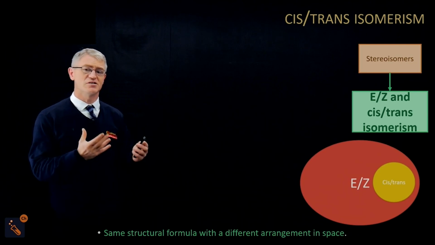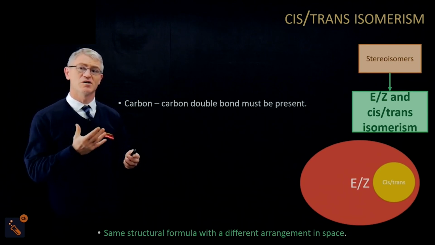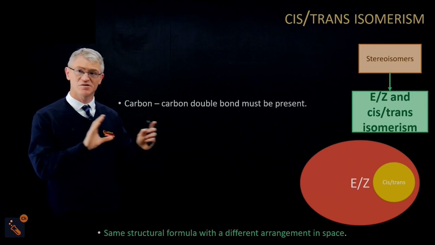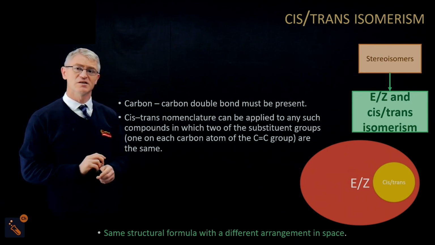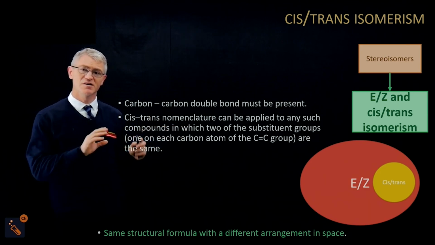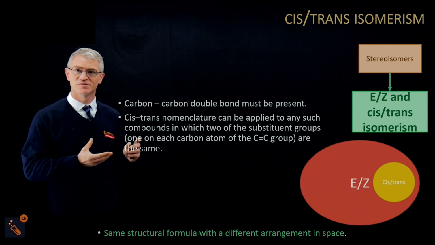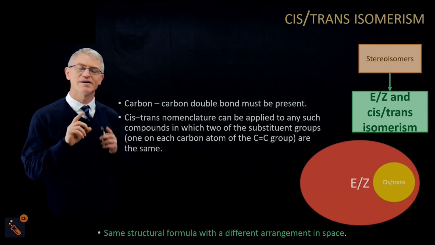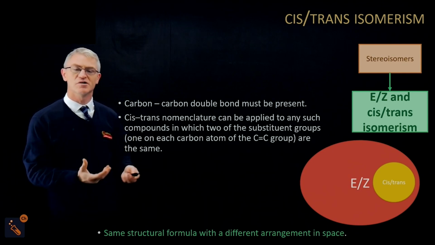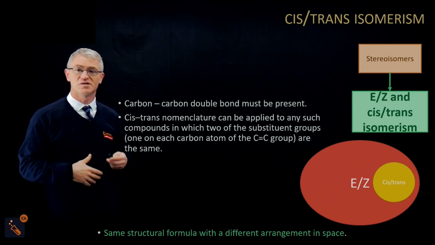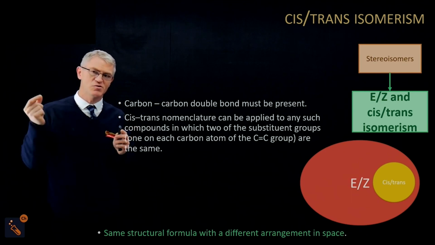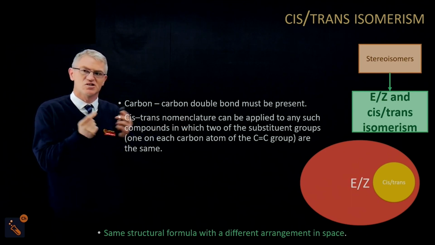Now, cis-trans isomerism is going to be the one where we have a carbon-carbon double bond present, like we've talked about in this video. And the cis-trans nomenclature, that's the way of naming, can be applied to any compounds in which two of the groups on it are the same. So, for example, two hydrogens, two chlorines, two OHs, two fluorines. It can be anything where the two groups are the same. And alkyl groups, it doesn't matter what length they are, they're considered just alkyl groups.